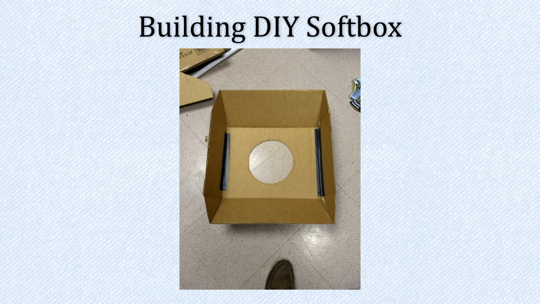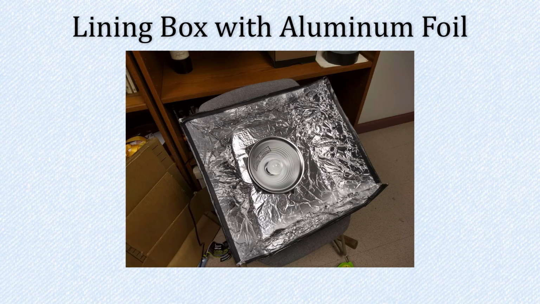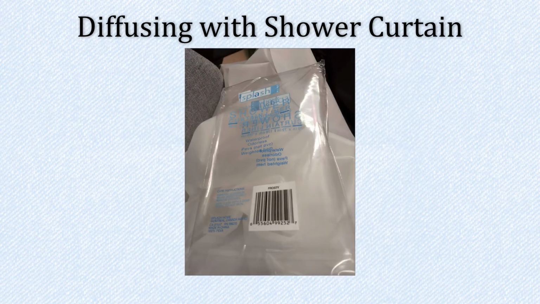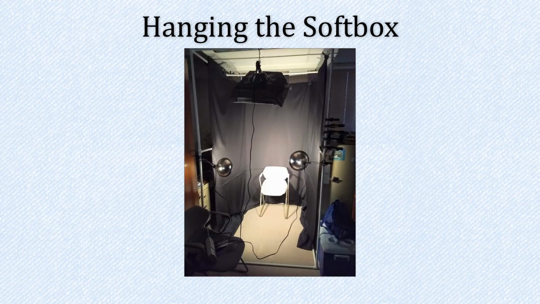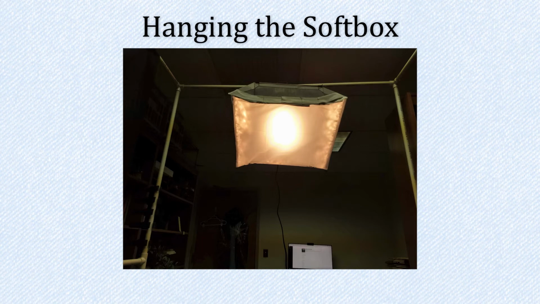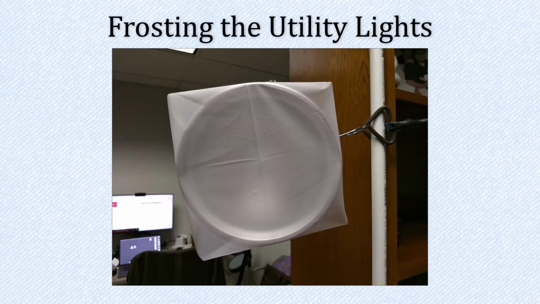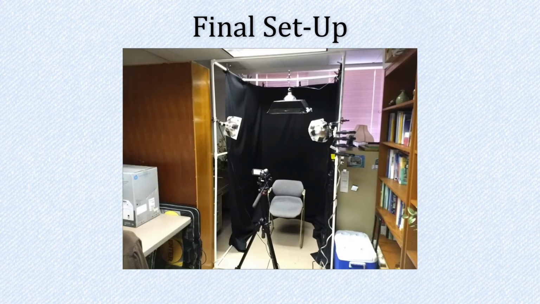Then I decided to build a do-it-yourself softbox. So I taped together some cardboard and cut out a circle. I lined it with aluminum foil and inserted the utility light. I then used a shower curtain, and you can see here, this is just a cheap $3 shower curtain that was labeled Frosty. And I hung up the softbox and then the other lamps. There's the softbox in action. And I used that shower curtain material on top of the utility lights, and I set up my camera.